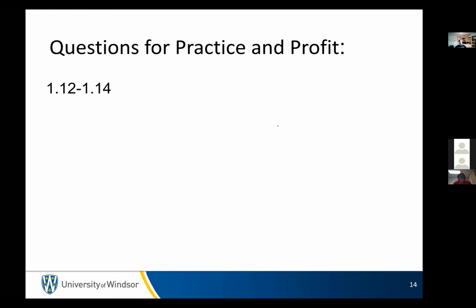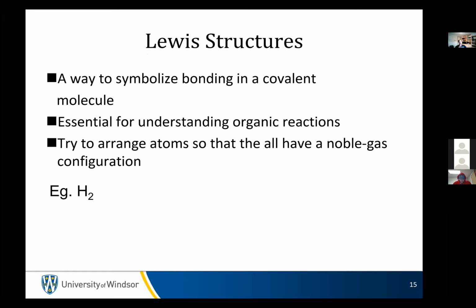I'm going to talk really briefly about Lewis structures as well. So this is named after the guy who killed himself with hydrogen cyanide. So this is a way to symbolize bonding in a covalent molecule. Okay, you know what? I think I was overreaching when I said it's essential for understanding organic reactions. It's really, really important that you understand where electrons go, and this is a useful way to do it. So what we want to do is arrange atoms so each has a noble gas configuration.